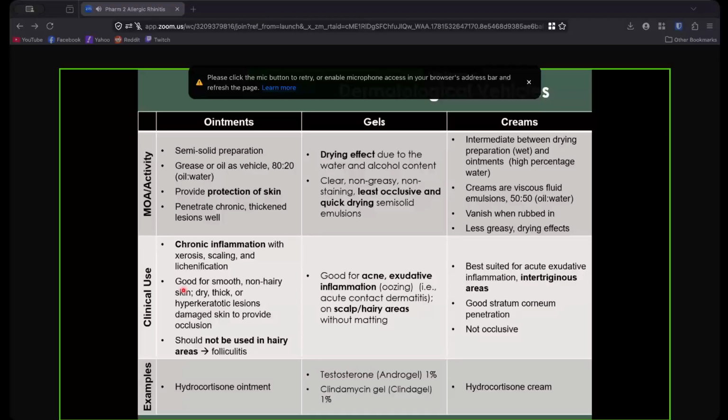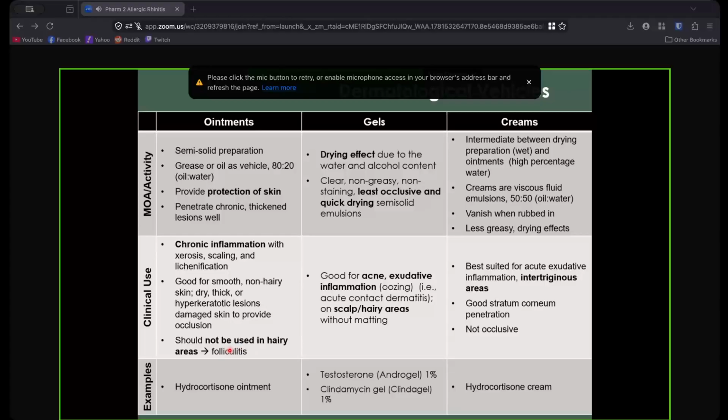So thinking about someone who's very hairy, you don't want to stick an ointment on them because it's just going to clump their hair together. And now, again, you've limited the amount of contact that that medication actually has with their skin. So we want this area to be as smooth as possible. Thicker areas are usually what benefit from this.